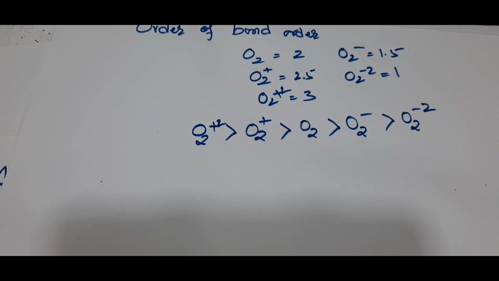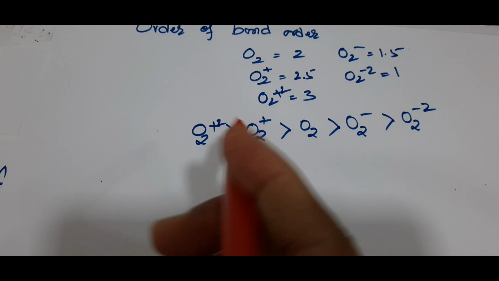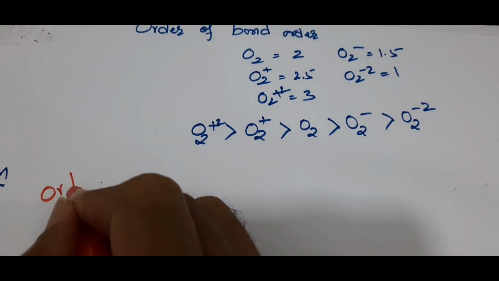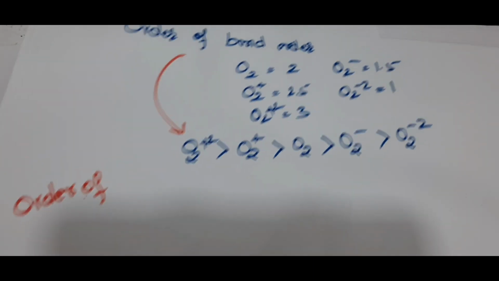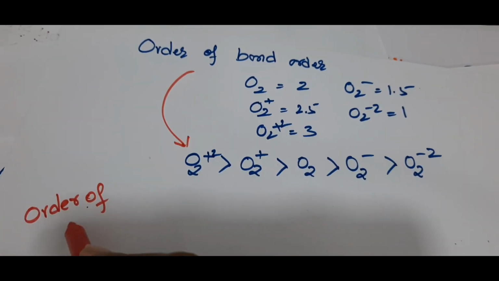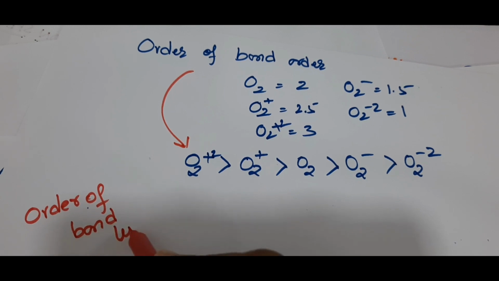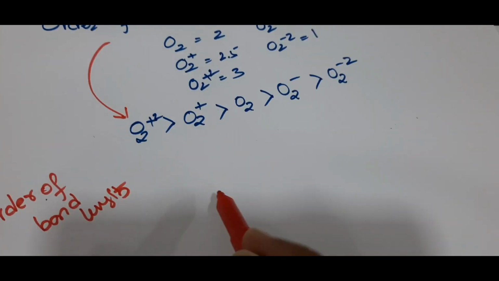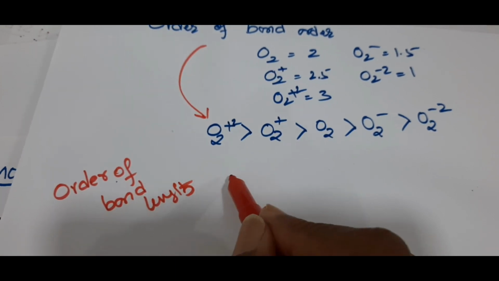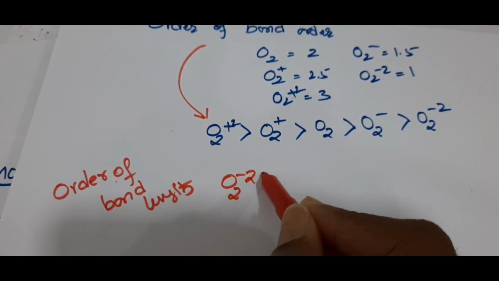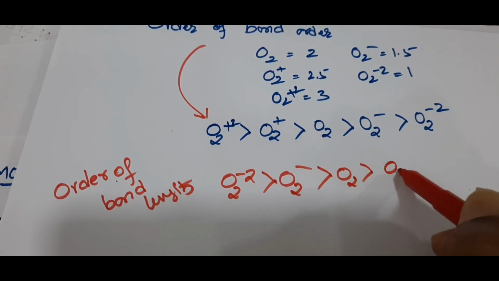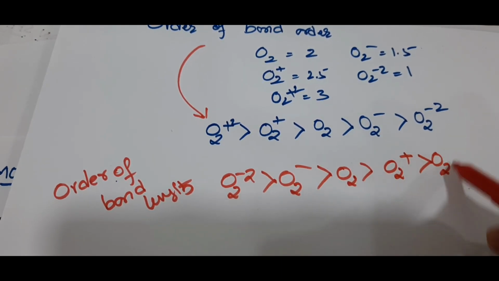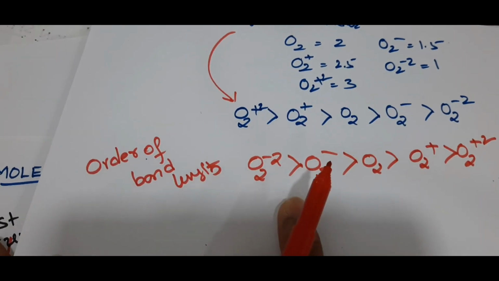This is the order of bond order. As per our previous discussion, if bond order is more, bond length is less. Now order of bond length is the reciprocal. Which one has the higher bond length? O2 minus 2 is greater than O2 minus, greater than O2, greater than O2 plus, greater than O2 plus 2. So O2 minus 2 has the higher bond length.